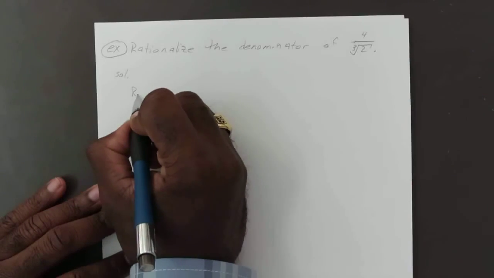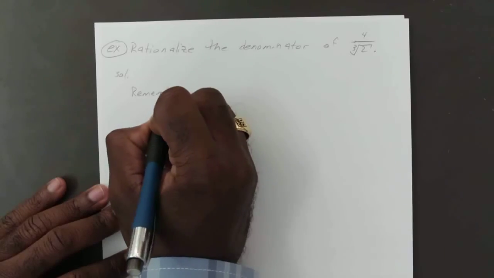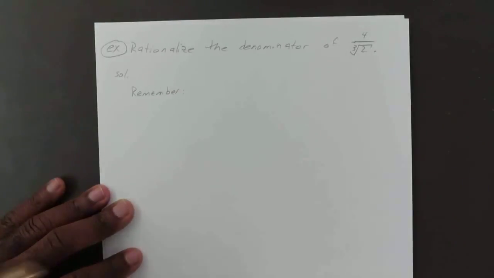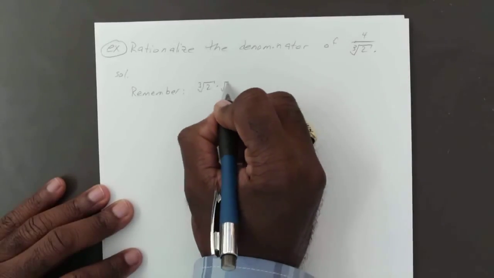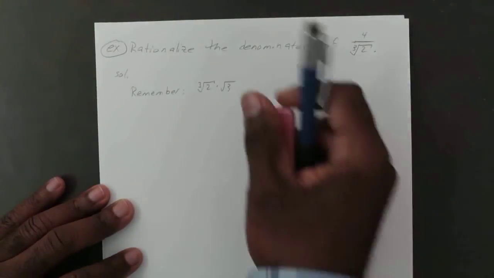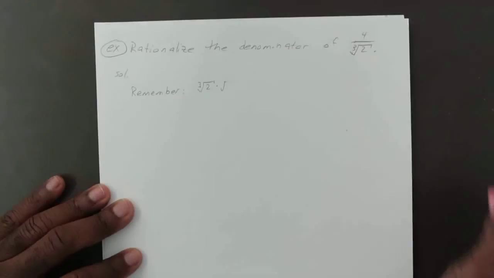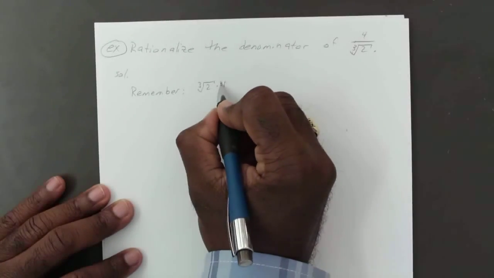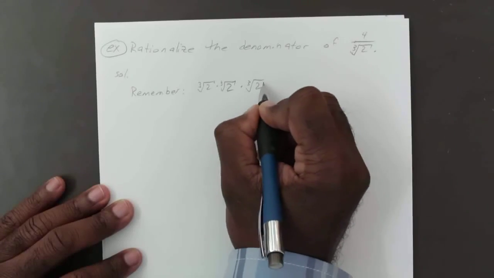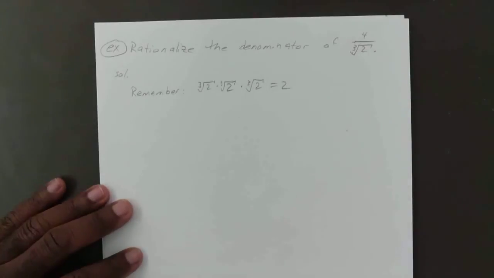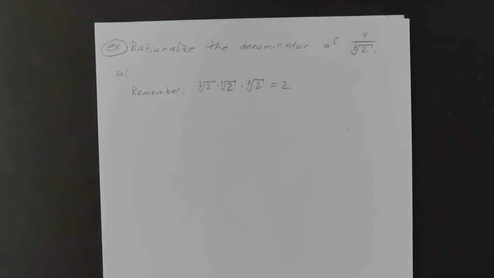Okay, so here you want to remember that the cube root of 2 times the cube root of 2 times the cube root of 2 is actually equal to 2. If you put those all under one radical, it would be the cube root of 2 to the third power, which is just 2.